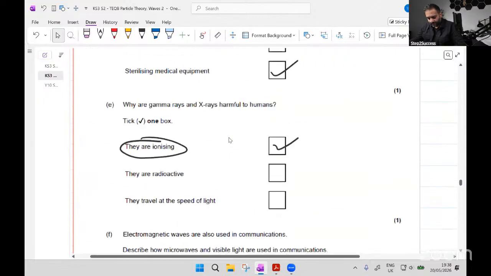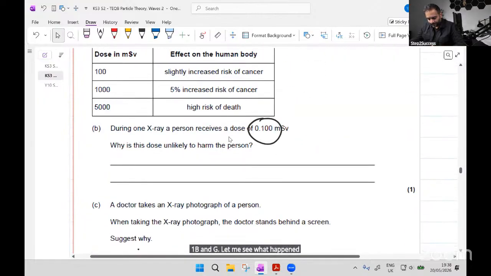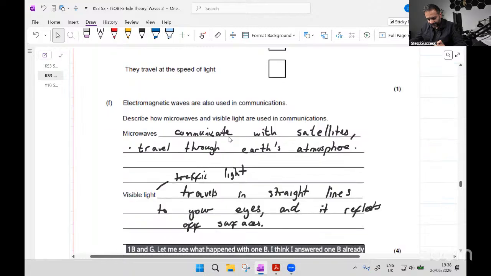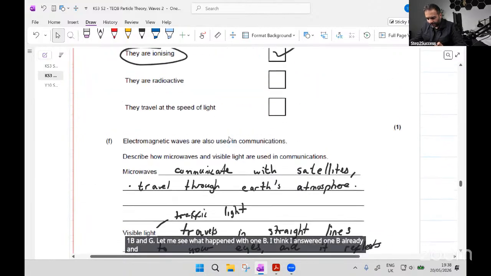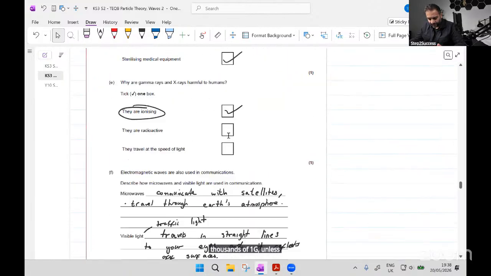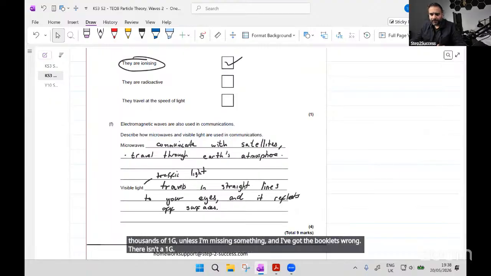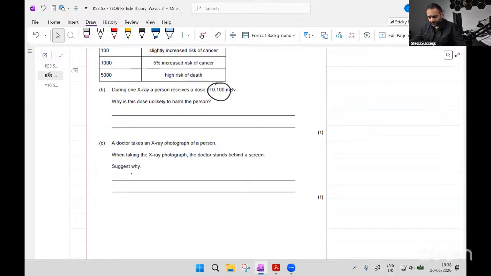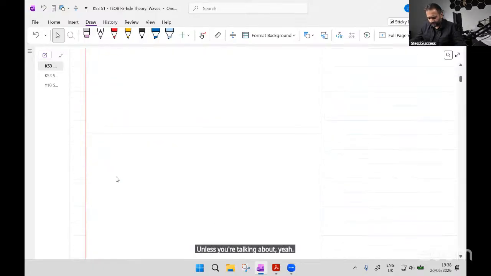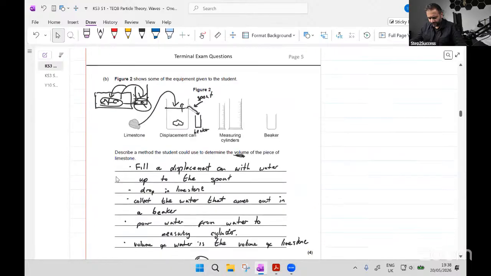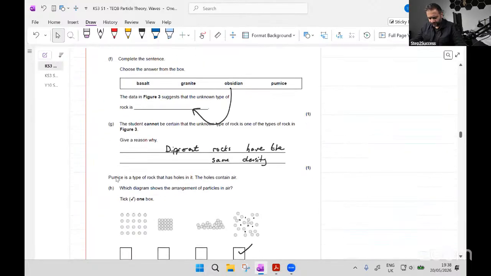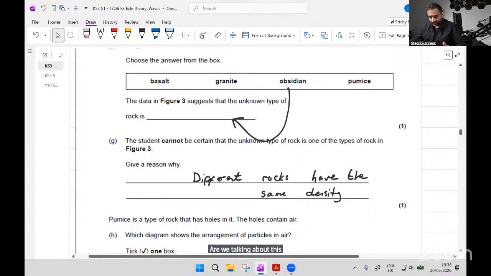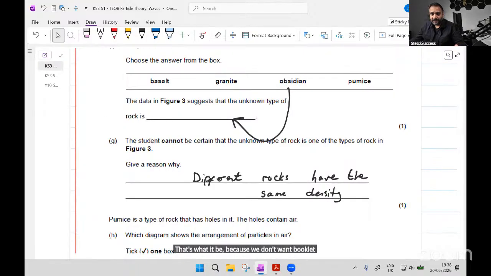1B and G. Let me see what happened with 1B. I think I answered 1B already. And there isn't a 1G, unless I'm missing something and I've got the booklets wrong. There isn't a 1G. Unless you're talking about, yeah. Are we talking about this on booklet 1? That's what it'd be if we're talking about booklet 1. You don't know who it is that's asking the question, so I can't really tell you. But anyway, I've done booklet 1.